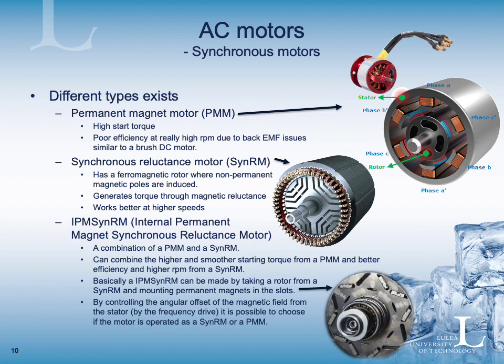By controlling the angular offset of the magnetic field from the stator by the frequency drive, it is possible to choose if the motor is operated as a synchronous reluctance motor or a permanent magnet motor. So we can sort of switch mode with a good control system. So you have one motor when it's low RPM, and you have another motor characteristics at higher RPM. This is used in some electric car manufacturers.